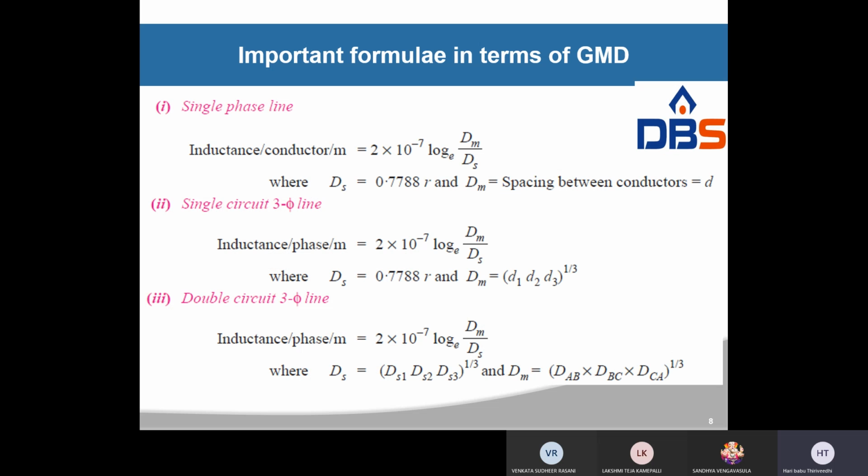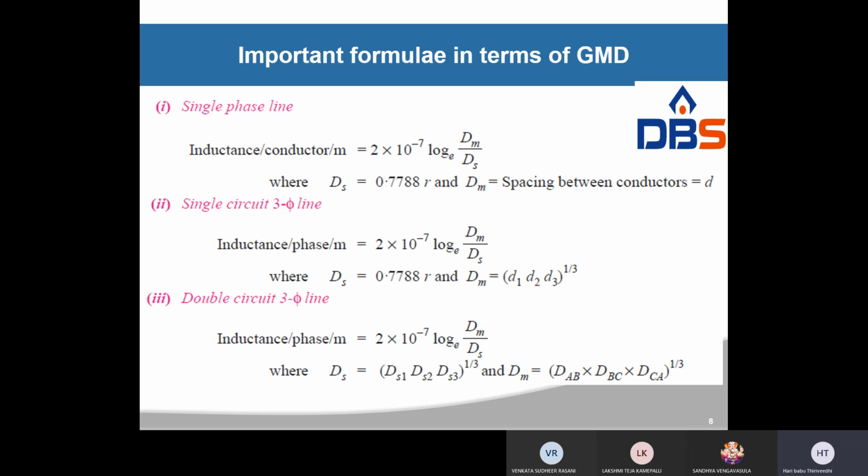So overall formulas: inductance for single phase is 2 into 10 power minus 7 ln Dm by Ds. Dm means the spacing between the conductors, D by r dash, right? The formula for single phase is 2 into 10 power minus 7 ln D by r dash. R dash means 0.7788 r.